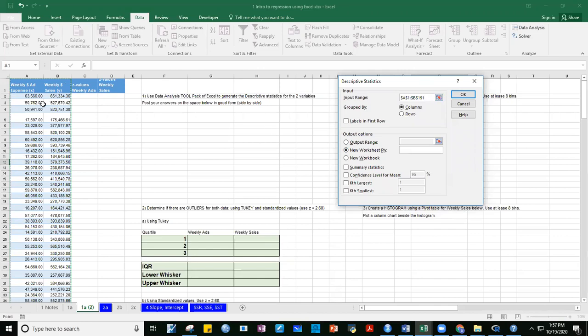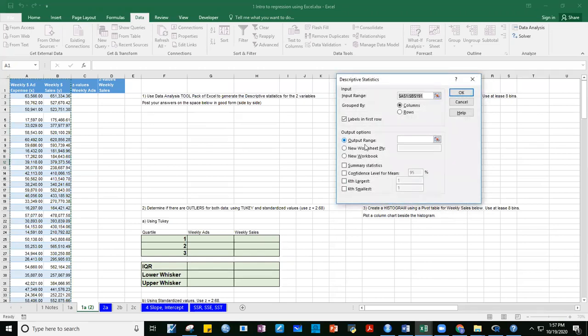Okay, naka-highlight na. And yes, group by columns tayo, no? Yung data natin naka-columns. And then we have to click this labels in first row kasi may labels tayo. Okay. Now, saan natin ipapalagay yung output natin? Okay, it can be in a new worksheet or new workbook. We don't want that. Ilagay na lang natin dito, paki-click yung output range.